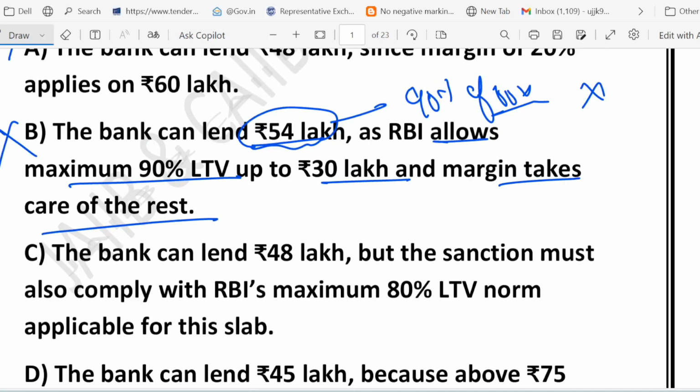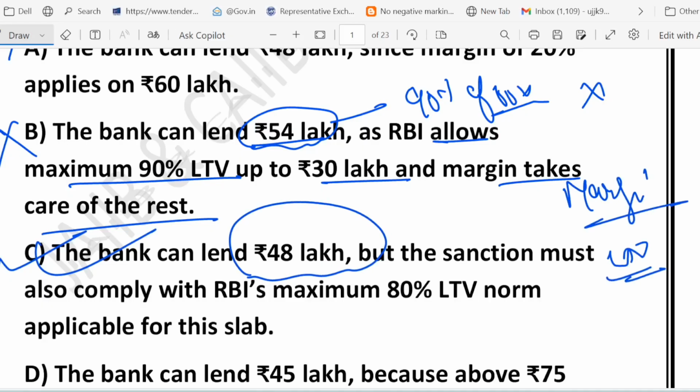Option number, let me show you. Yes, C is the correct answer, right? Because this satisfies both: the margin rule is satisfied, and the LTV rule is also satisfied. This is the perfectly correct answer.